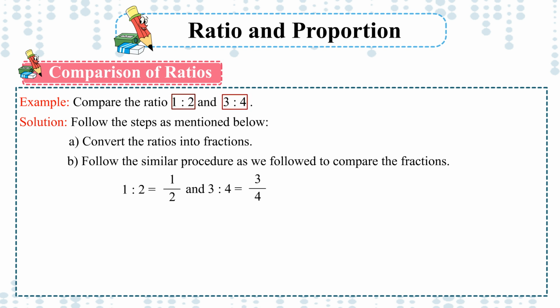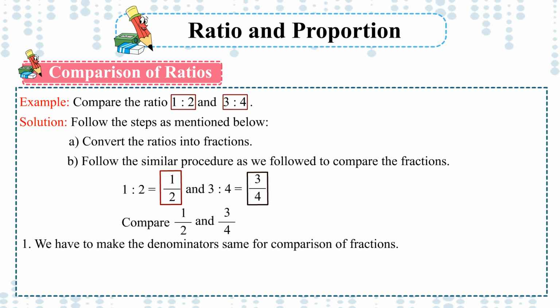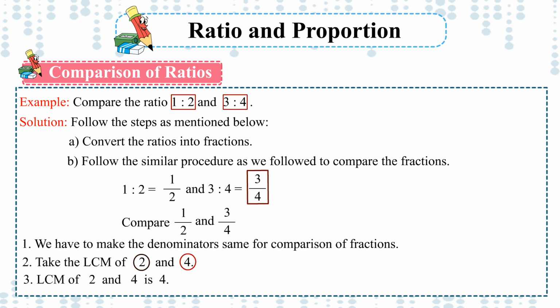1:2 is equal to 1 upon 2 and 3:4 is equal to 3 upon 4. Compare 1 upon 2 and 3 upon 4. 1. We have to make the denominators the same for comparison of fractions. 2. Take the LCM of 2 and 4. 3. LCM of 2 and 4 is 4.